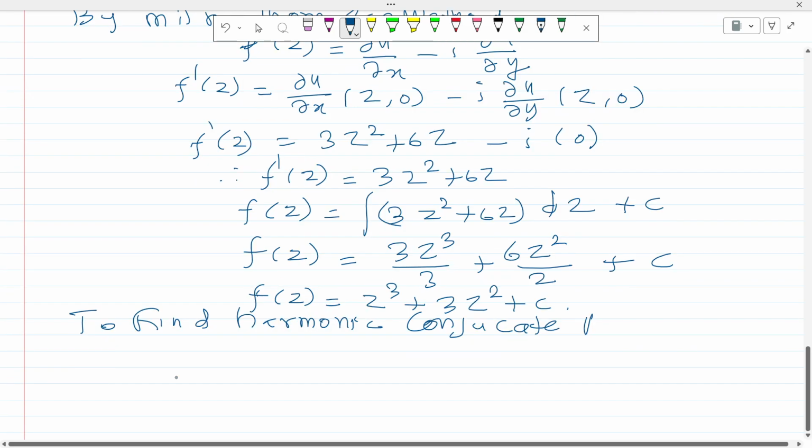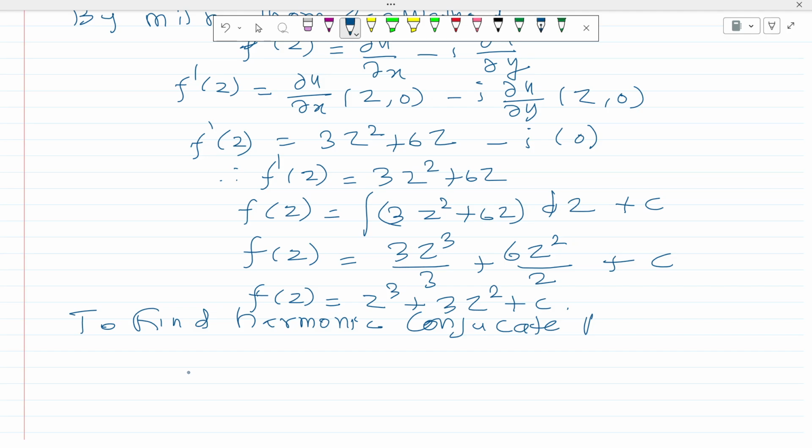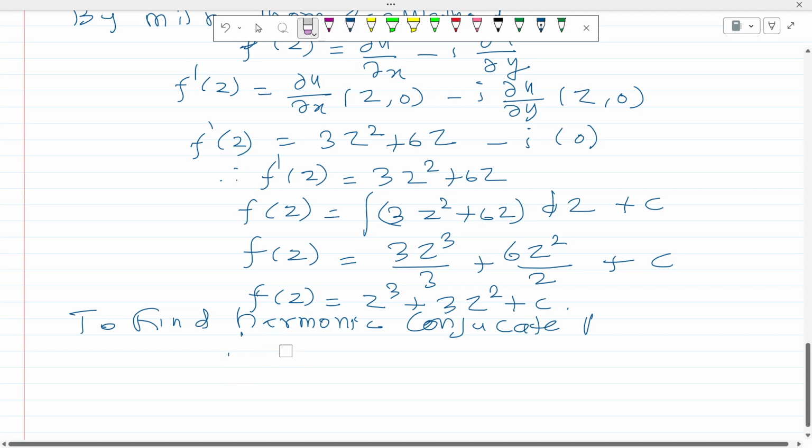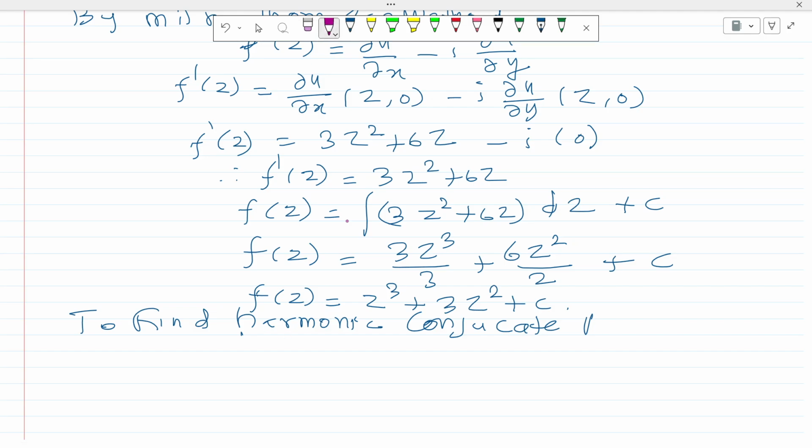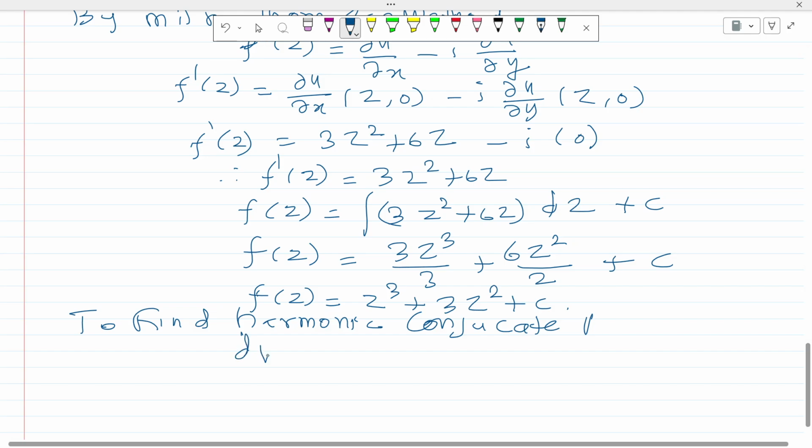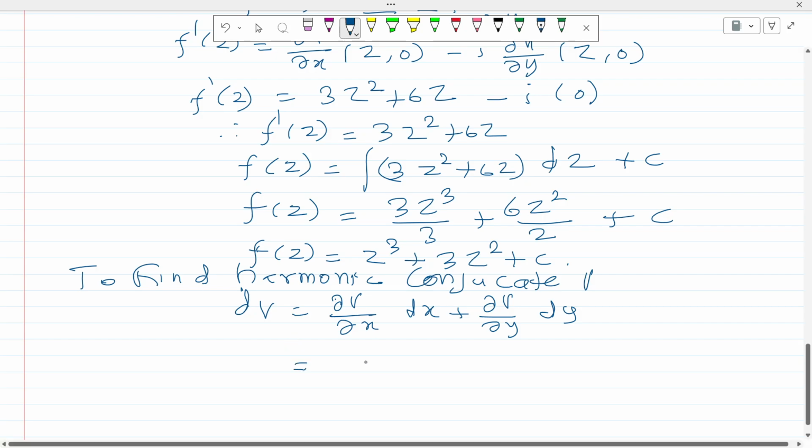v. So how to find that harmonic conjugate v? If u is given, what is the formula? dv equal to ∂v/∂x dx plus ∂v/∂y dy. Converting into u, we get ∂v/∂x is minus ∂u/∂y dx plus ∂v/∂y is ∂u/∂x dy.